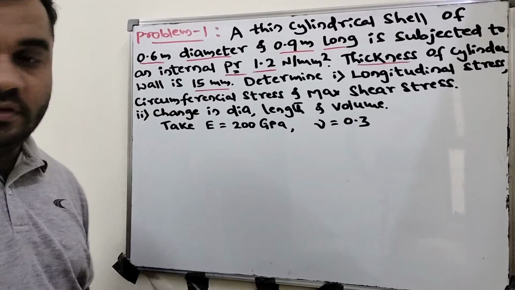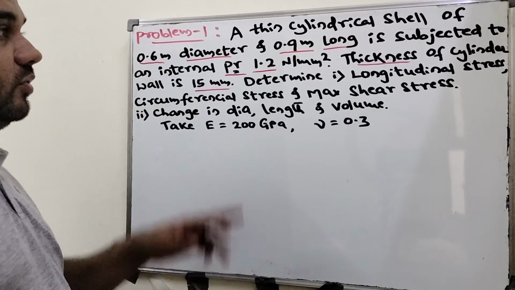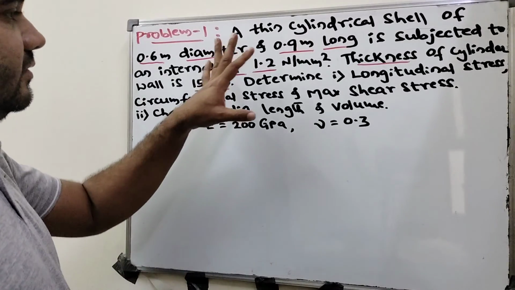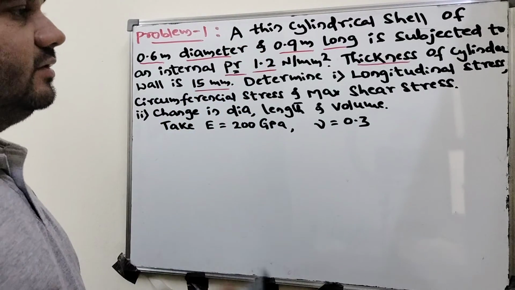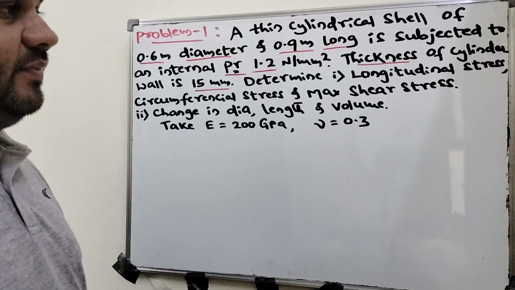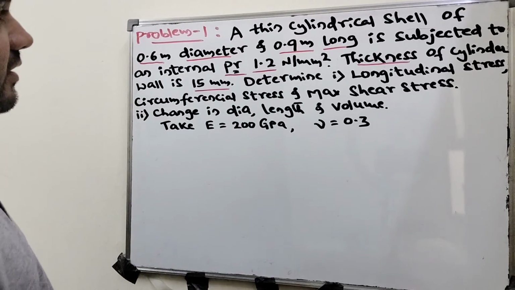In this video, we will solve some problems related to the thin cylinder. Here the problem is there, and we will go one by one. What is the data given here? So I'll read the problem first.